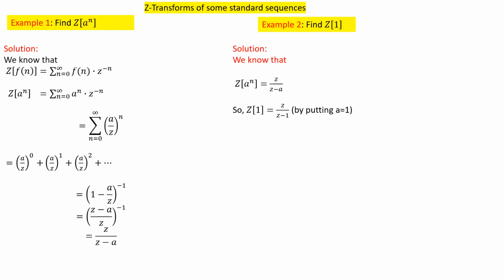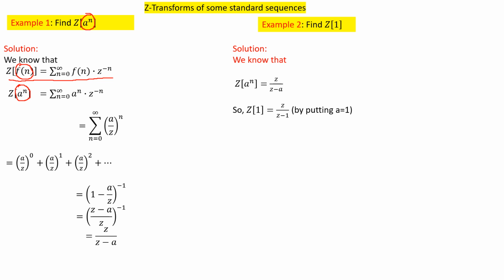Let us discuss some of the standard sequences and how we find the Z transform for those sequences. Let us begin with the Z transform of a to the power n. So let me write the definition of Z transform. In the previous slide, I told you the Z transform of f(n) can be written as sigma n equal to 0 to infinity f(n) z to the power minus n. In this problem, in place of f(n), I have a to the power n. So replace f(n) by a to the power n in the formula.